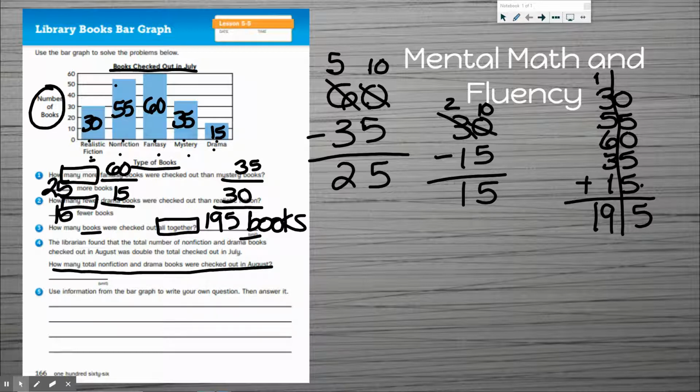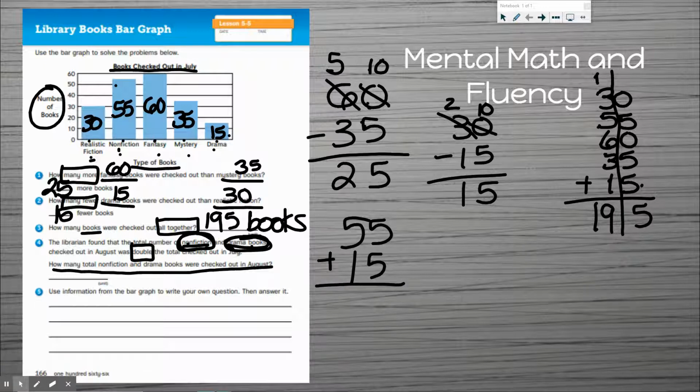The way that we know is that the total number of nonfiction and drama books checked out in August was double, this is going to be a key word, double the total checked out in July. So I need to know how many nonfiction books and drama books were checked out in July. So I'm going to add those together. Nonfiction is 55. Drama is 15. So I'm going to add those together.